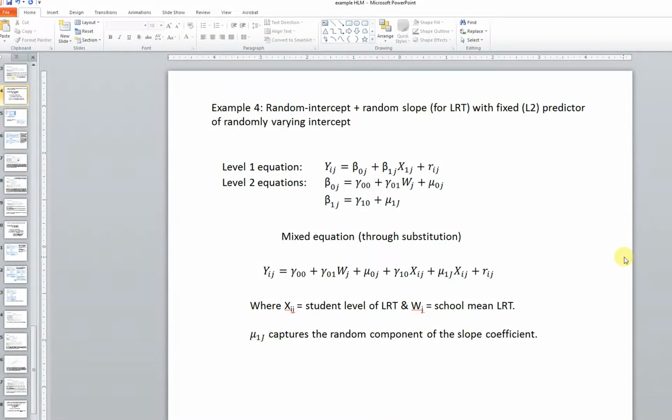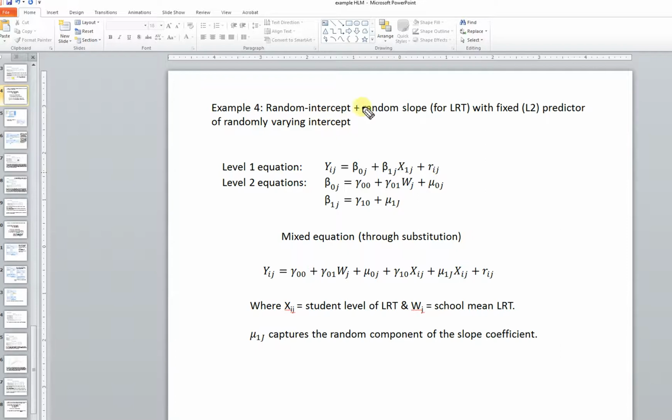Okay, so continuing on with our example, the last two portions of this example, we're going to look at adding in or testing whether or not the slope for the London reading test varies across groups. So, in other words, is there a significant variation in the slopes across groups, and should we then incorporate that into the model? And then if the slope is randomly varying across groups, then the next question is, can we add in level 2 predictors of that variation?